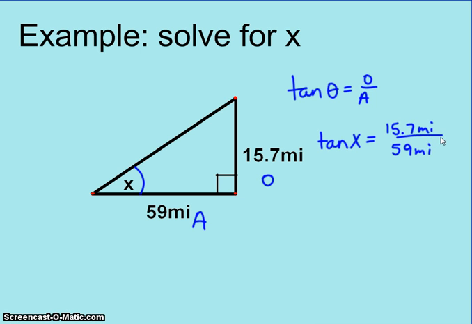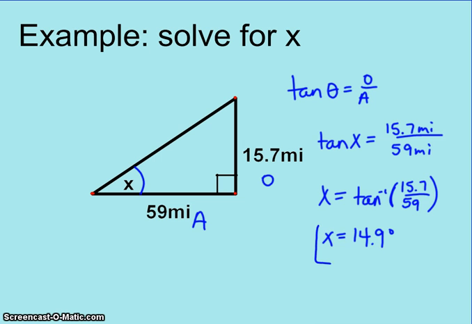miles. So 5.7 over 59, I need to get the tangent off of X, so I'm going to use the tan inverse that we just learned. So I'm going to put in my calculator this fraction just like it is. Okay? And for X, I get 14.9 degrees. Alright? If I wanted to, then all I had to do is subtract from 180 to find this missing angle here.